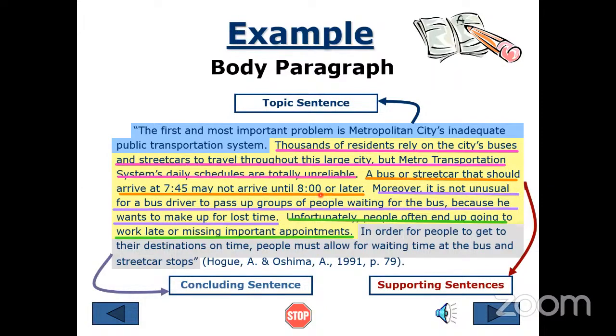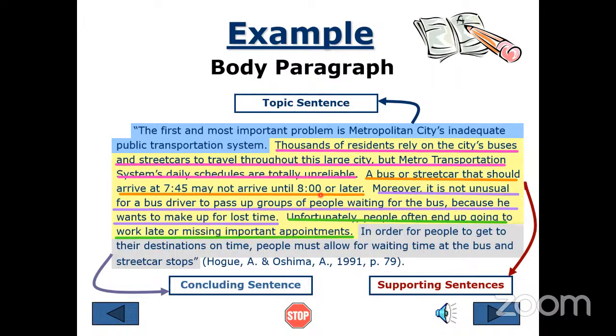In the sample paragraph, the ideas are presented in order of time. So we have to be careful. Chronological or time order is especially important in a paragraph showing a process. In this case, we have: thousands of residents rely on the city's buses and streetcars to travel throughout this large city, but the metro transportation system's daily schedules are totally unreliable. Is this a chronological order? Not really, but we're following this order because we're giving examples. Actually, it's not really an example, it's a fact. Then we have an example of a streetcar that should arrive at 7:45.